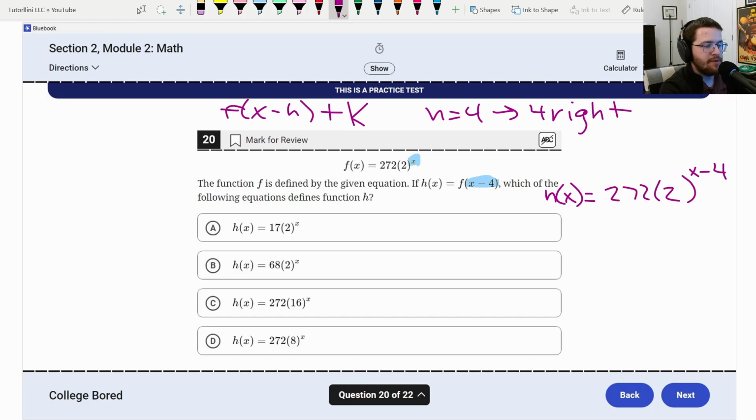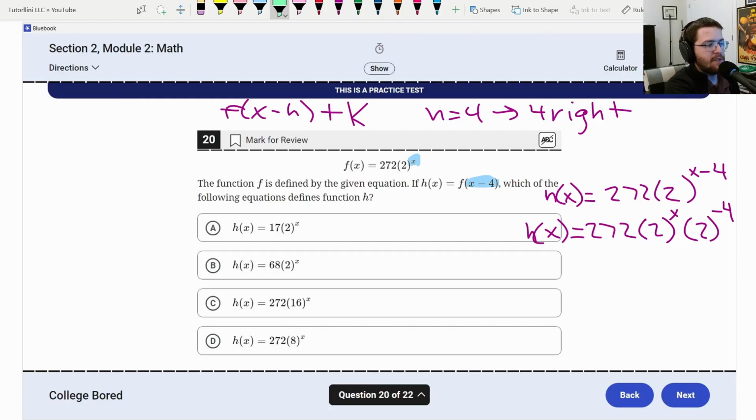Now I am going to use reverse rules of exponents to break this up. So if we multiply by a common base, we add the exponents. So I can rewrite this as 2 to the x times 2 to the negative 4, because x plus negative 4 is x minus 4. So it's kind of just like doing that rule of exponents that you're probably really familiar with. It's like doing it backwards. That's why I call it reverse rules of exponents.